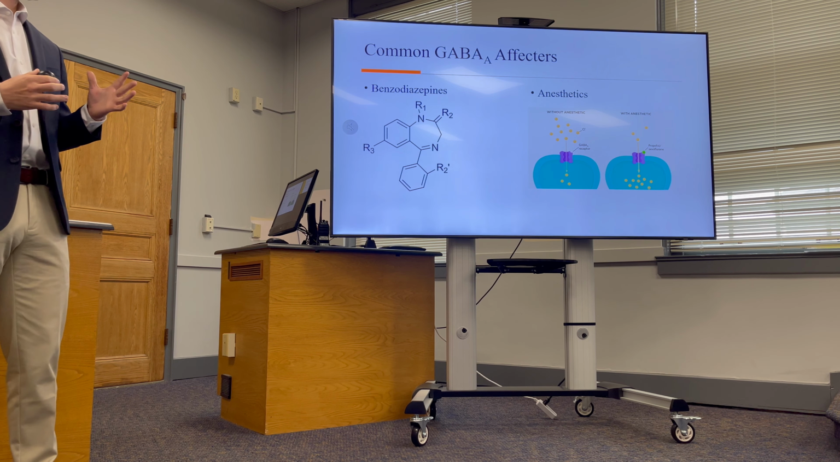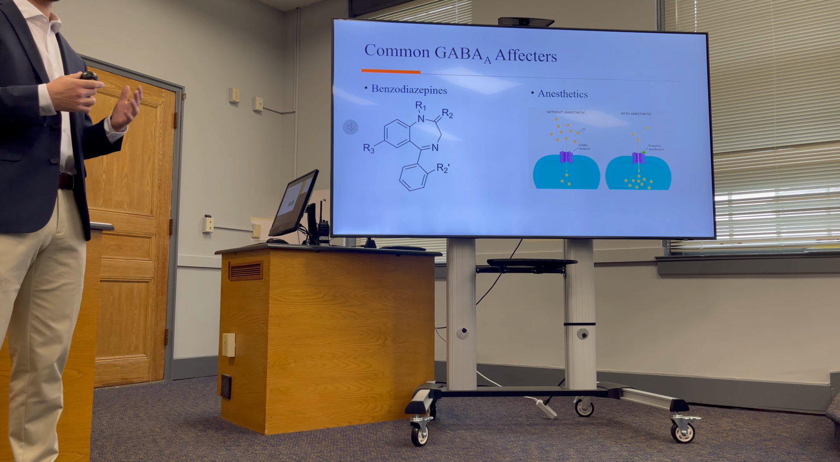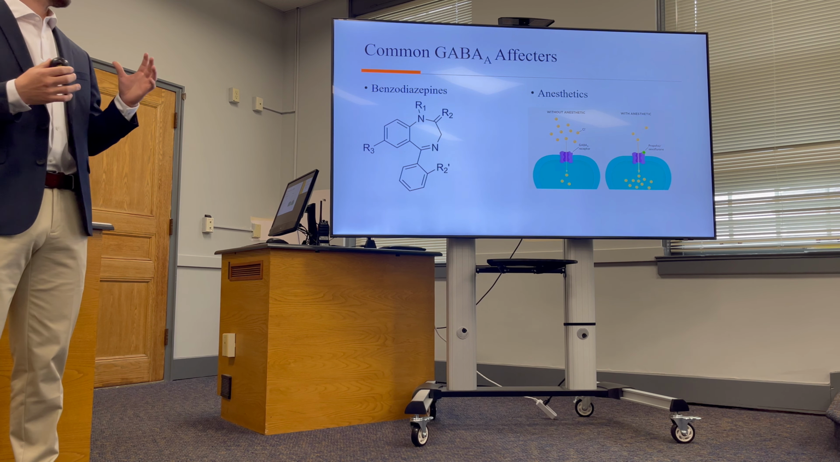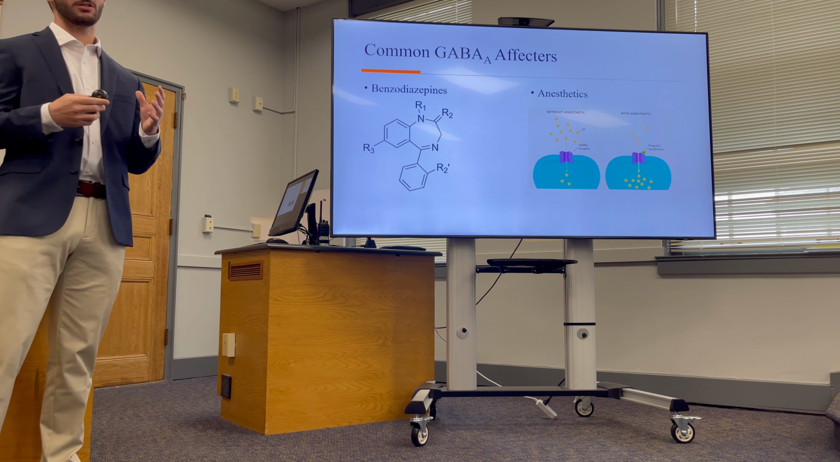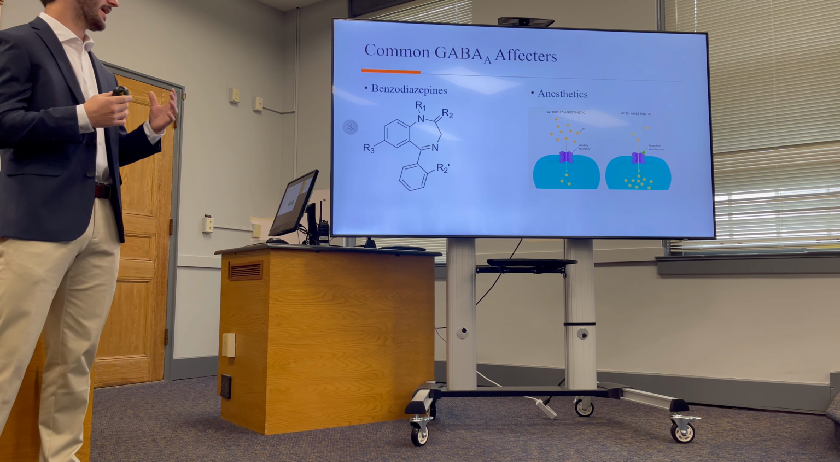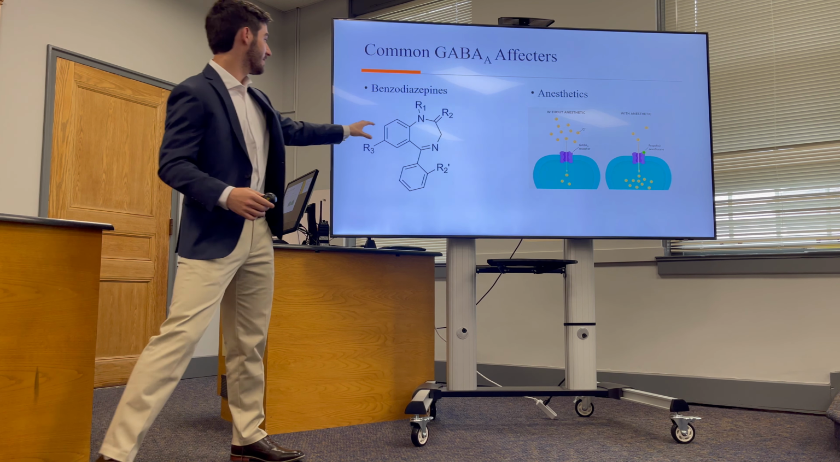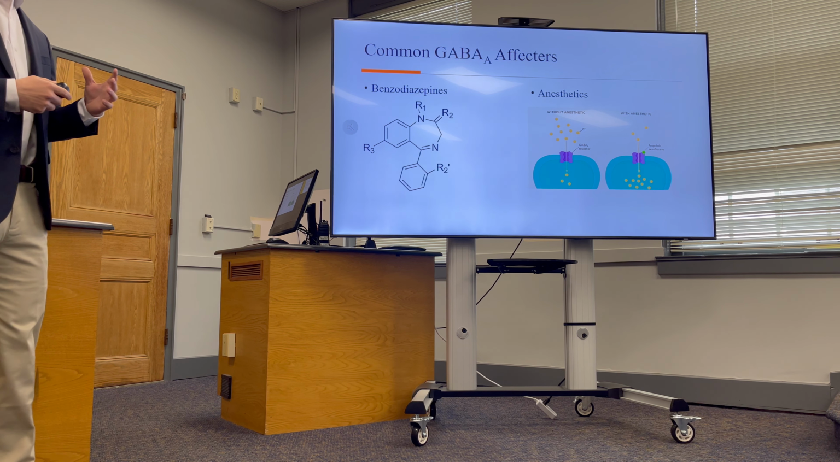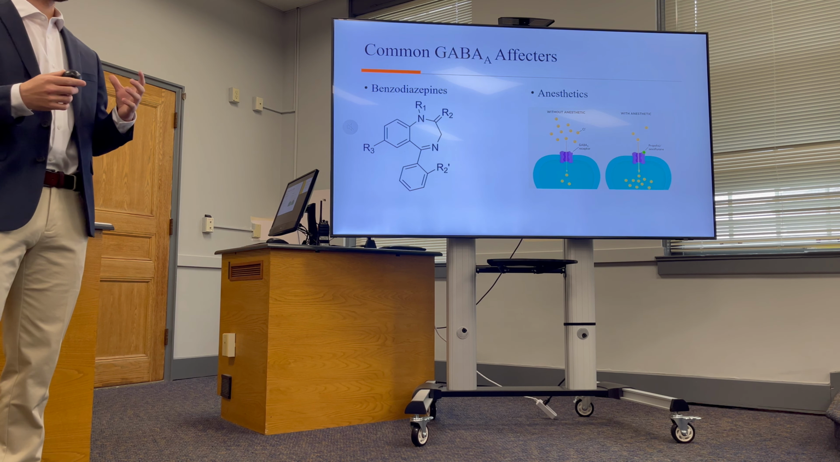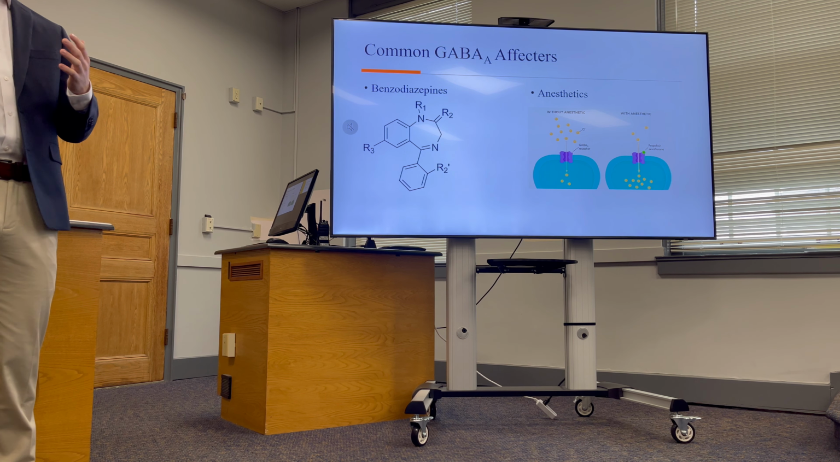So currently there are a variety of GABAA effectors. The big 2 are benzodiazepines and anesthetics. The image on the left is just the basic scaffold of a benzodiazepine. It has these 3 different rings and it has 4 different R groups coming off of it that can be a variety of things that would have different effects on how it interacts with the body.